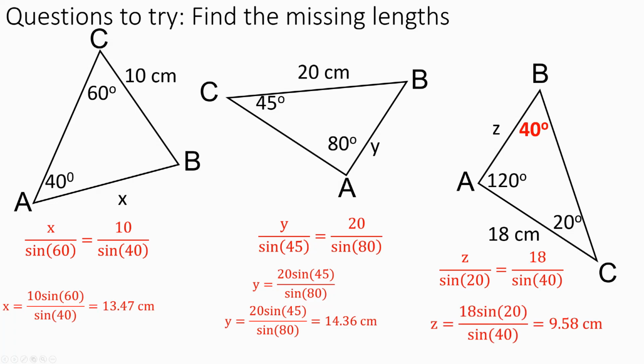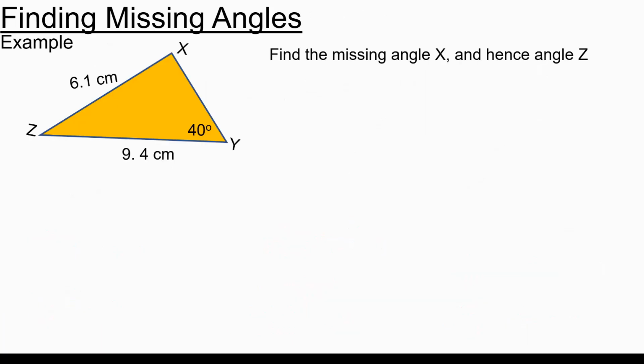So you should end up with 13.47 centimeters, 14.36 centimeters, and 9.58 centimeters. For the last one, you've got to find the missing angle B first, and notice that it's 40 degrees, otherwise you won't be able to find little z. Sometimes you want to find missing angles using the sine rule. So in this question, you want to find missing angle x, and then hence angle z.